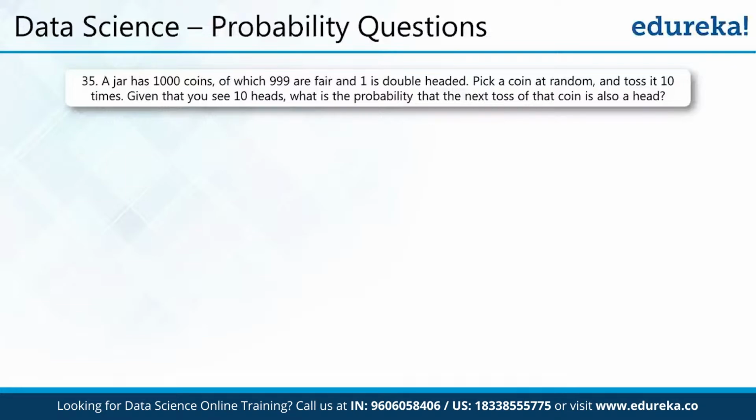We need to now pick a coin at random from this jar and toss it 10 times. Given that we have already seen 10 heads in those 10 tosses, what is the probability that the next toss of the coin is also going to be head? We are given a statement that 10 heads are already seen. What is the probability that the 11th toss would be a head? Okay, so let's see how we approach this.